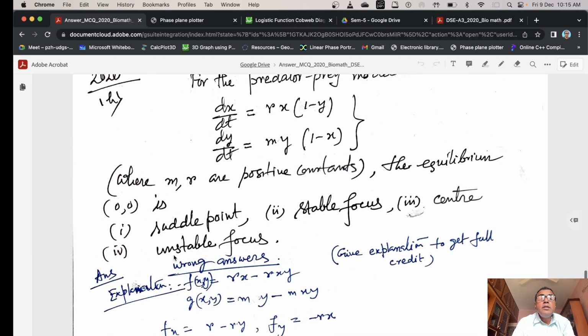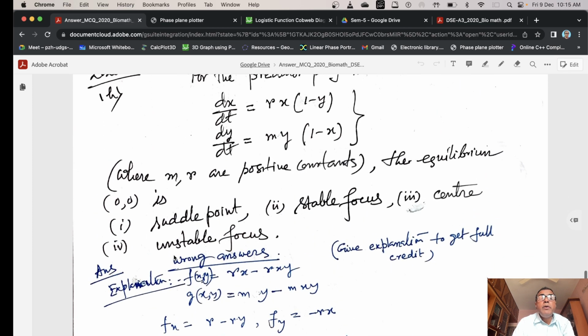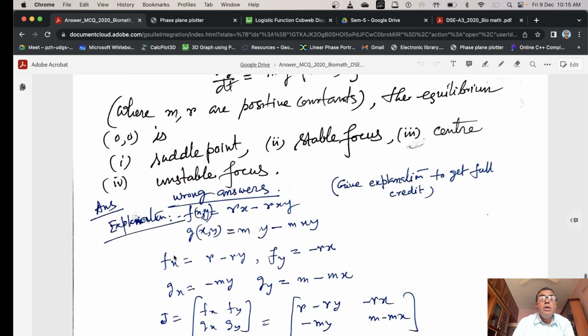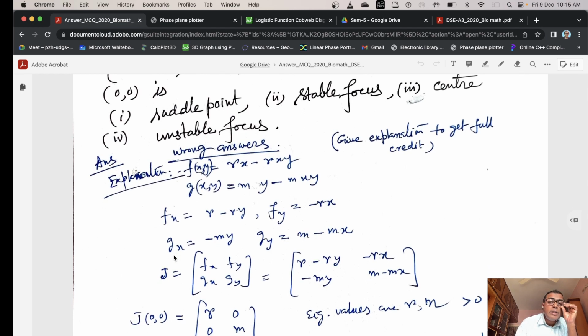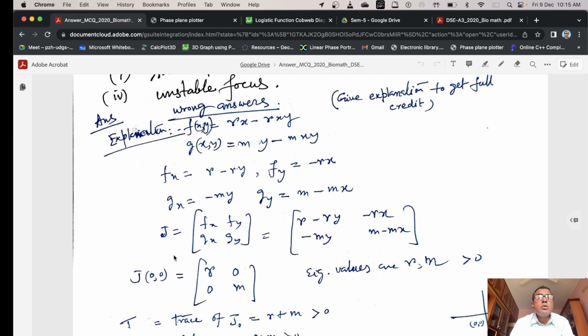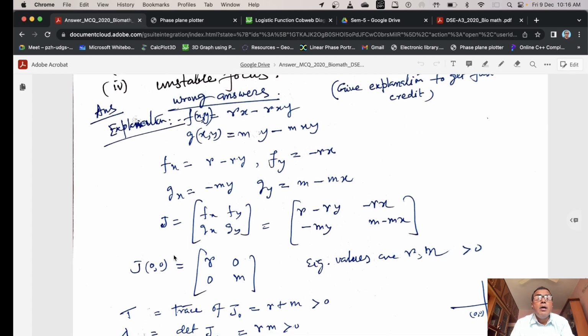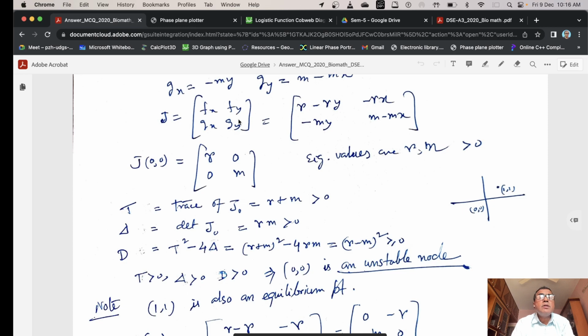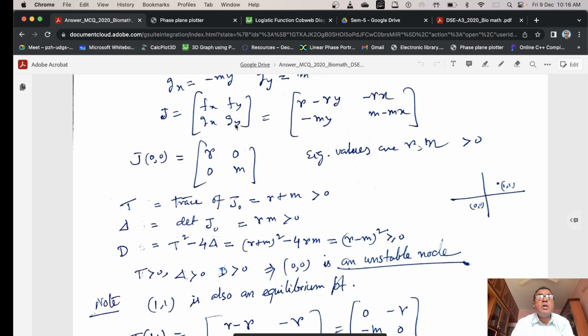Here, dx/dt equals f(x,y) and dy/dt equals g(x,y), say. Then f(x,y) equals rx minus rxy and g(x,y) equals my minus mxy. So we take del f del x, del f del y, del g del x, del g del y, and we get four first order partial derivatives, and you get the Jacobian for the system. This is equal to the 2 by 2 matrix of del f del x, del f del y, del g del x, del g del y.